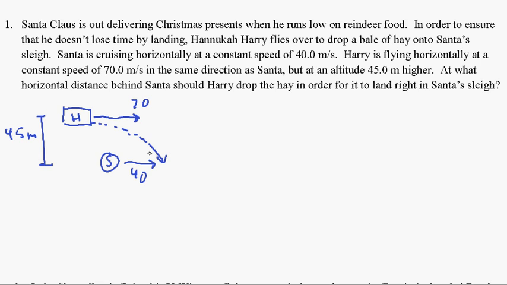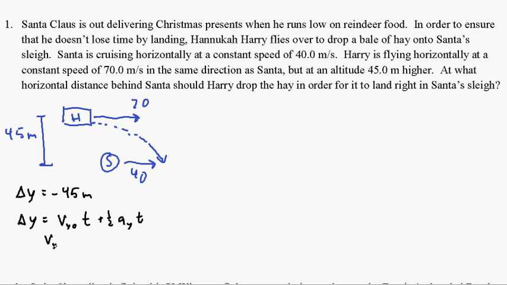Actually, that's going to be common to all three methods, so maybe we can just go ahead and do that. First we have to find out how long it takes the hay to fall 45 meters. Delta y is negative 45 meters. Let's write the whole thing out: delta y equals v_y naught t plus 1/2 a_y t squared.